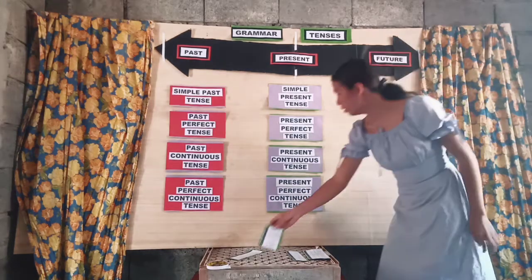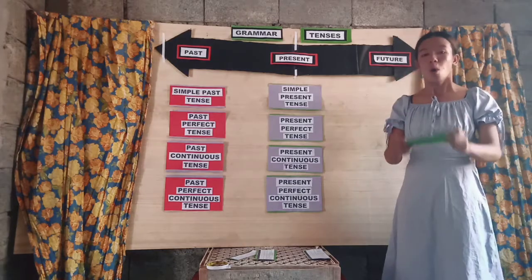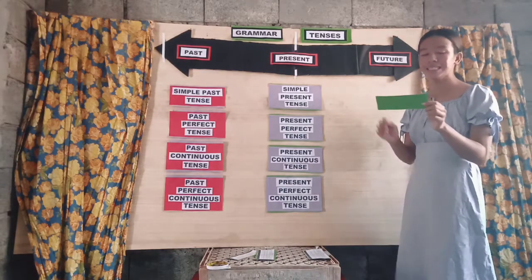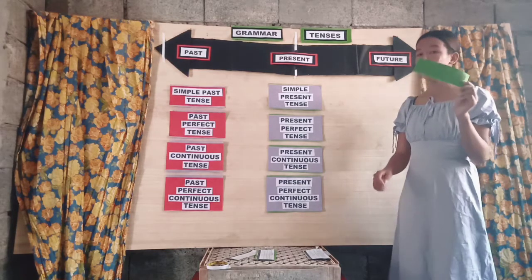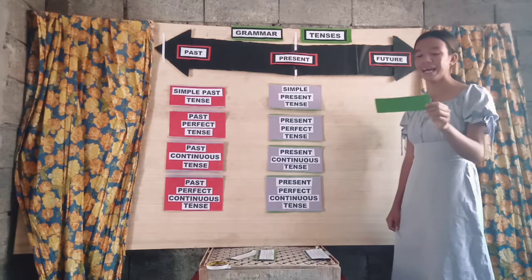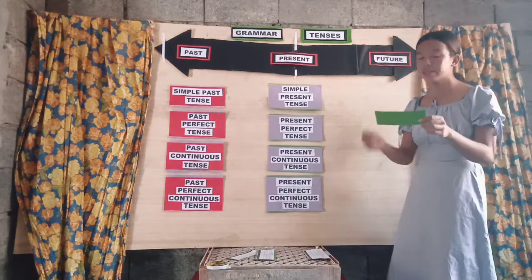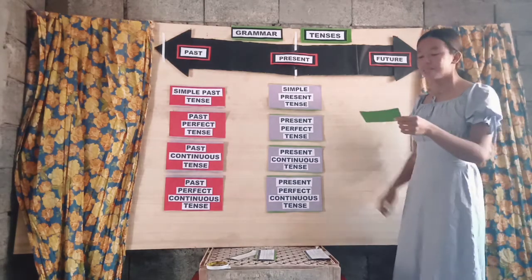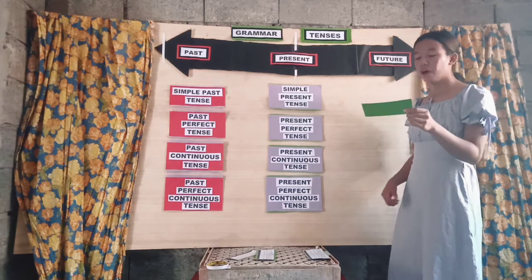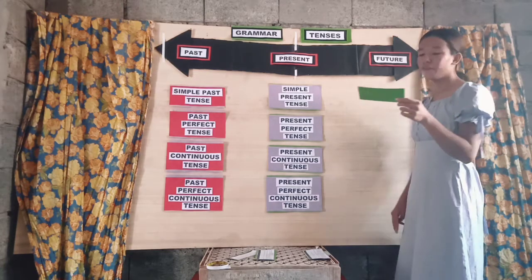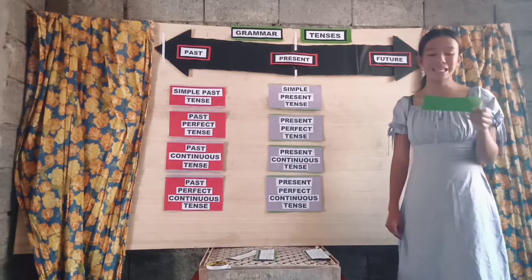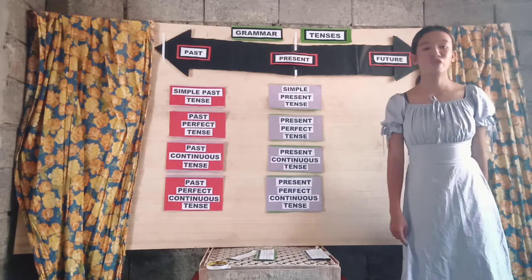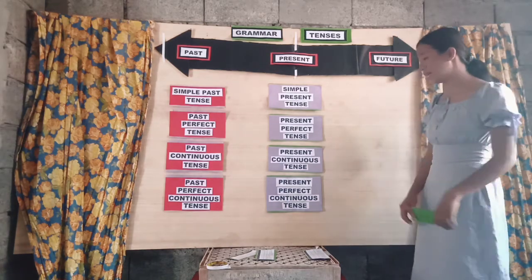So the third one, we have the present continuous tense. When we say present continuous tense, we have the rule subject plus is, am, or are plus V1 plus ing and an object. So here is the example. She is eating food. The subject here is she, followed by is. The first form of verb here is eat, and ing has been added to it, followed by an object, food. So that is the present continuous tense.